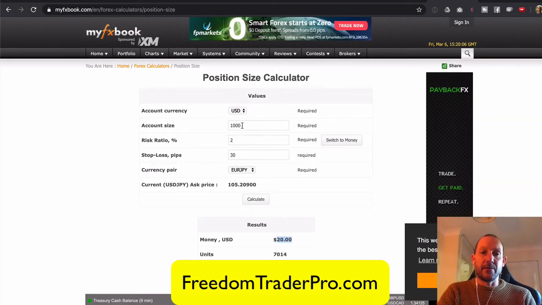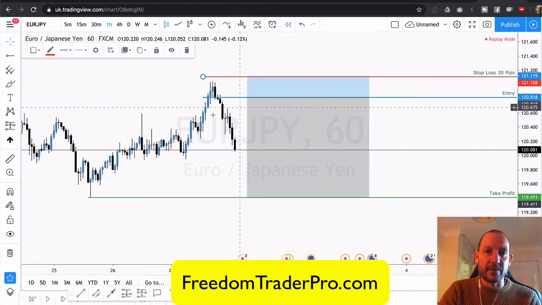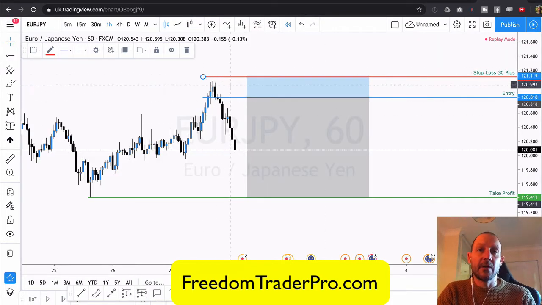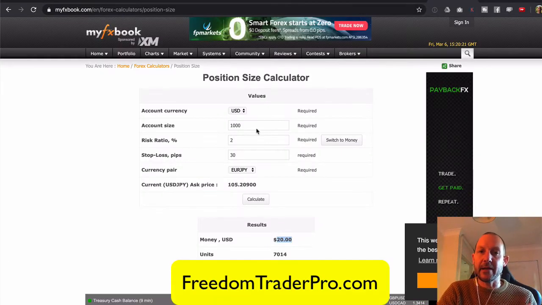Now, if you can decrease this stop loss, and I'm not suggesting that you decrease your stop loss, I'm just showing you what happens if you should decrease it for a particular trade. Let's say we halve the stop loss on this trade, so we call that 15 pips. What happens then is you can double your lot size. So our lot size goes from 0.07 to 0.14, which is doubling our lot size. Our risk is still $20.